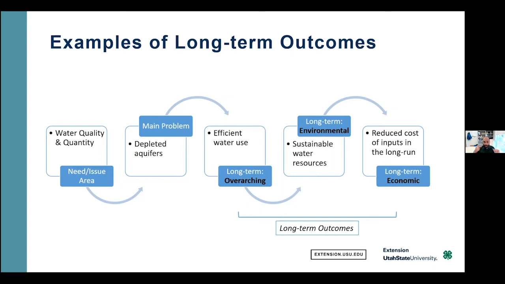And when we're thinking about long-term outcomes, it's always good to think about it in a broad manner, but also make sure that it's all connected. So the overarching problem here can be connected to our environmental aspect and the economic aspect, which is always present in a program plan in agriculture, in a program plan and the evaluation plan.